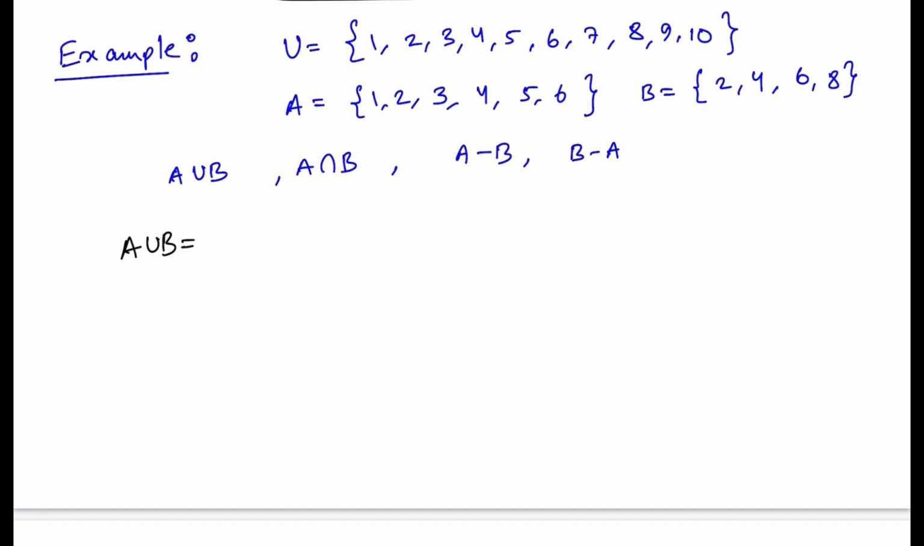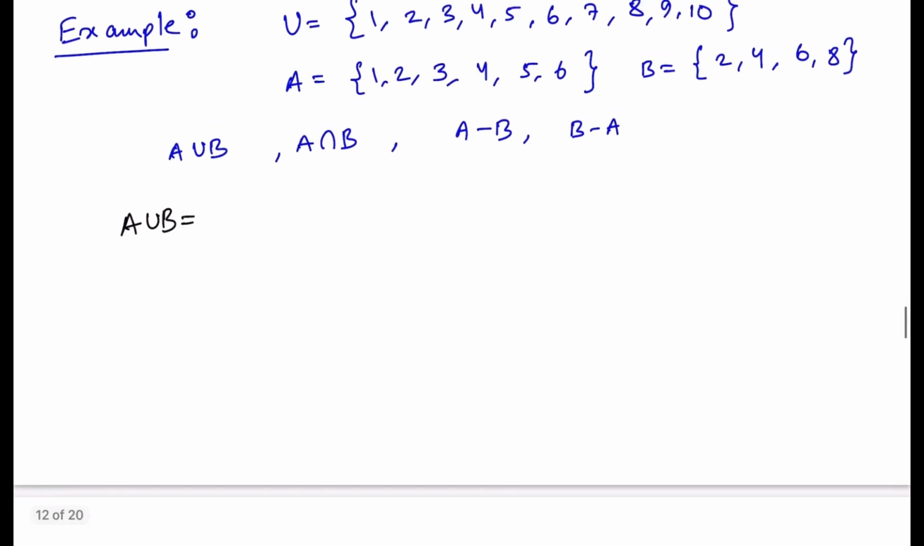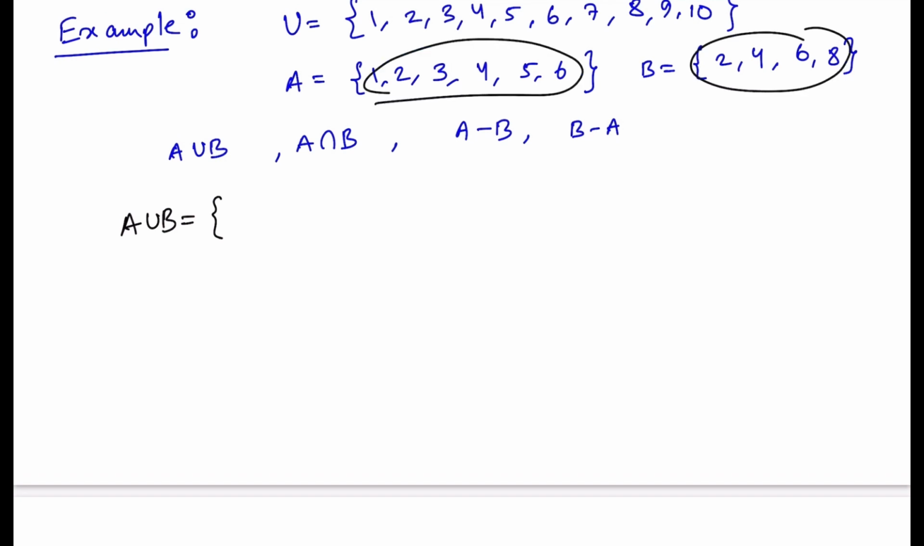of all the elements of A and B. So simply write a set that has all the elements of A and B. All the elements of A and B, that will be the set A union B.